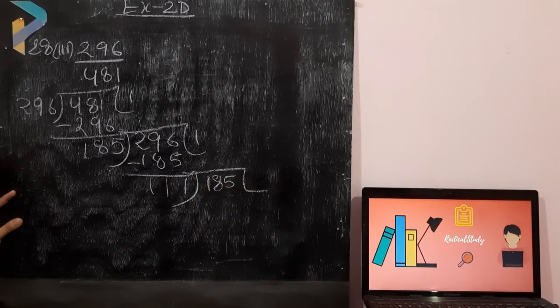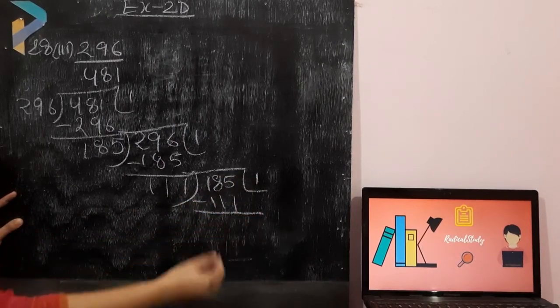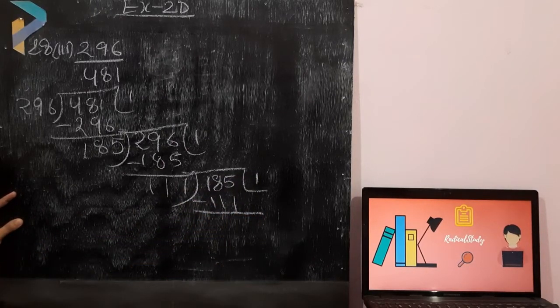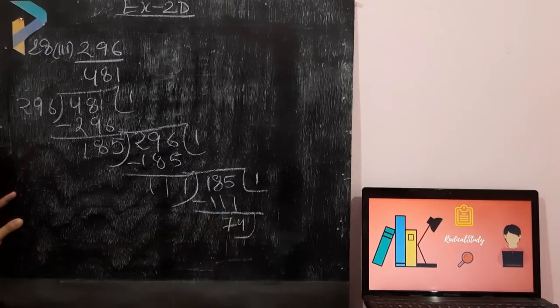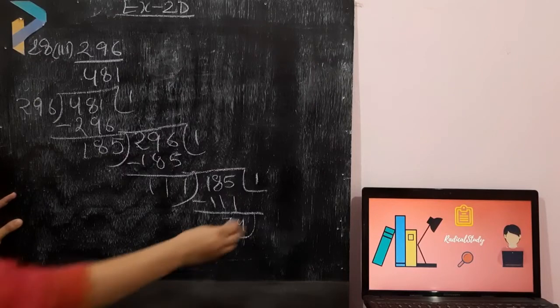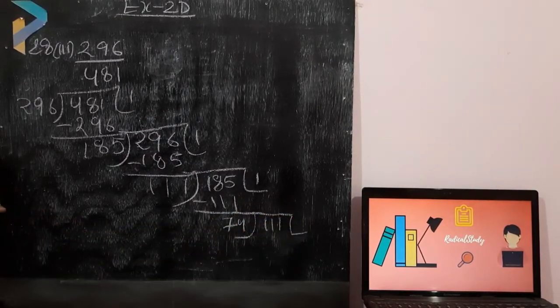Now 111 will again become the divisor, and the divisor will become the dividend. Now 111 ones are 111. Now I am going to subtract it for you. It is 74. Okay students. Now 74 will be divided into 111. This 74 will become the divisor, and that 111 will become the dividend. Now we have to solve it once again.